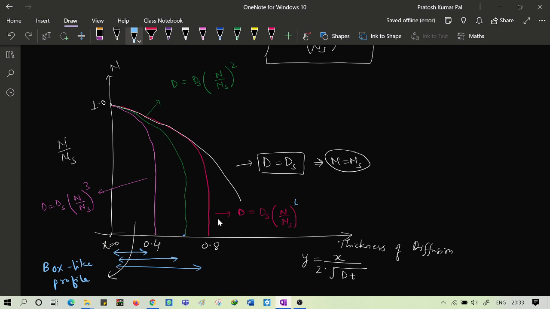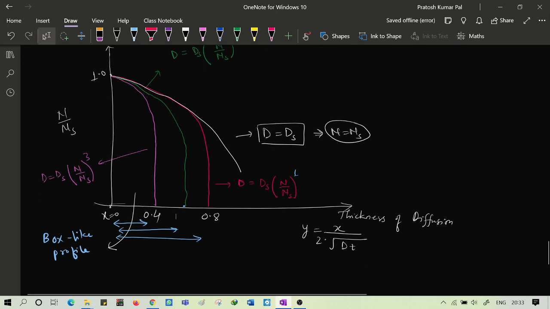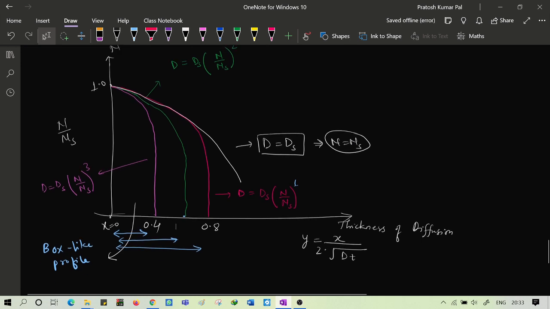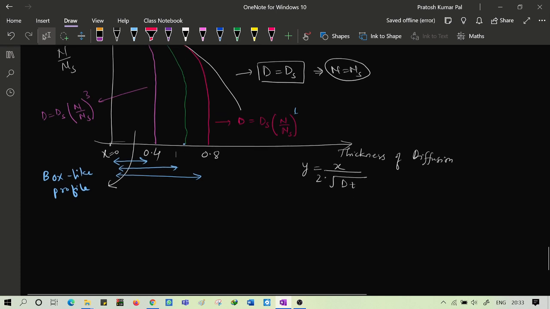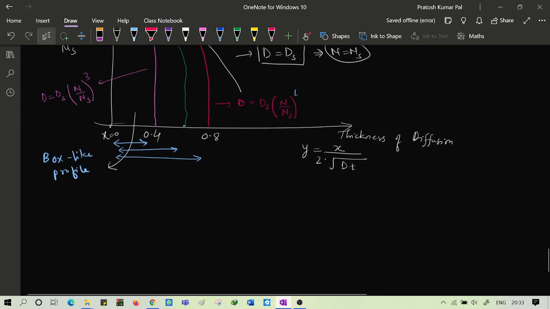Okay, so this is how the variation of N, the concentration of dopant, is going to be with respect to the thickness of diffusion. Here it shows the profile of the dopant concentration is a box-like profile. This box-like profile is the type of profiling in the case of the concentration of dopant.